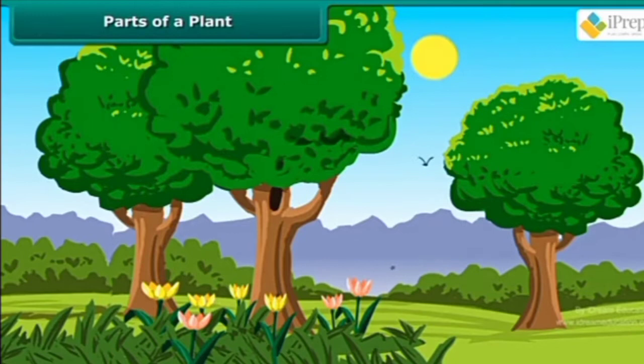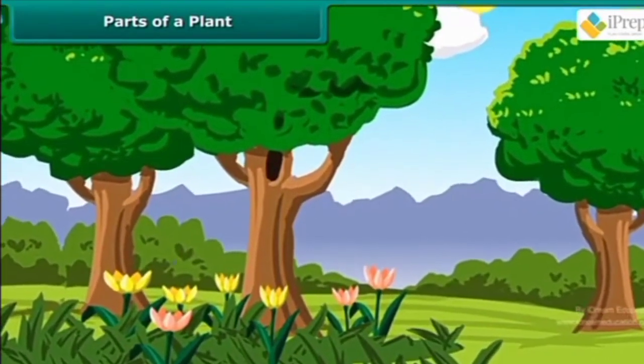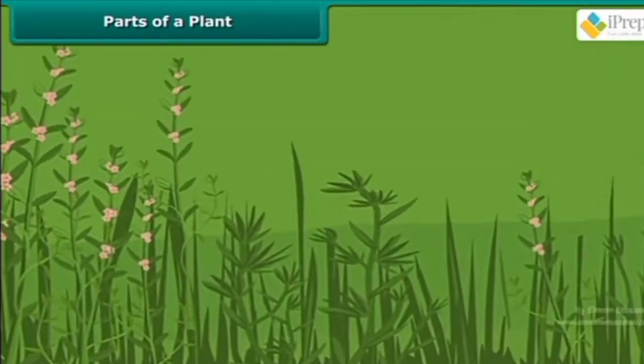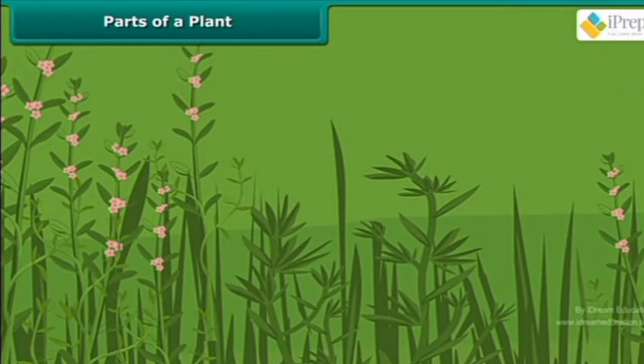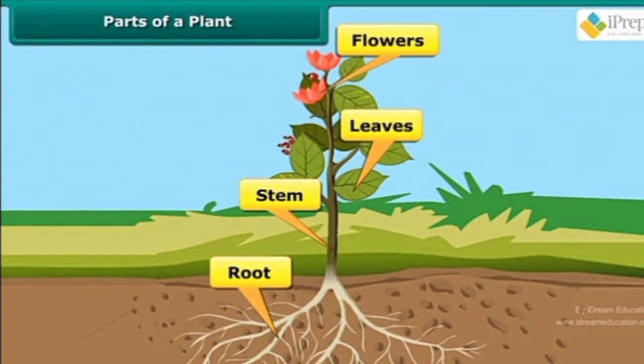Plants are living organisms that make life possible on earth. Plants provide fruits, vegetables, flowers, wood, and medicines. Different parts of different plants are used by human beings and animals for their existence. A plant body has four main parts: root, stem, leaves, and flowers, with each part performing a specific function.